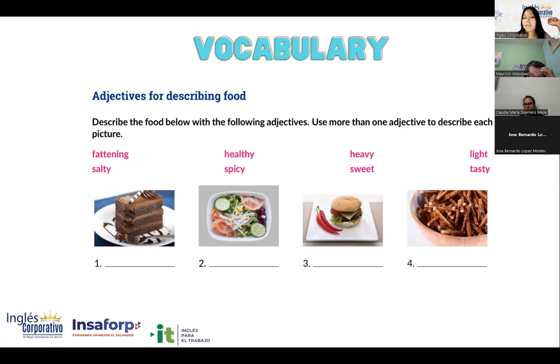That is a salad. Healthy. Correct. Light. Very good. And what about number three? Spicy. Spicy could also be fattening, right? Or it could be heavy. Then number four, what is number four?